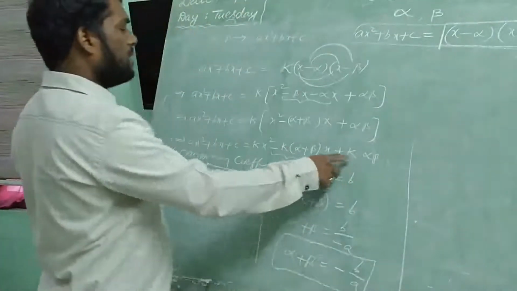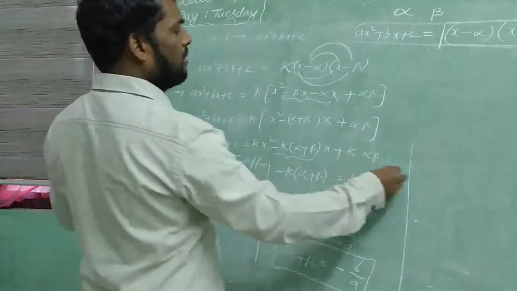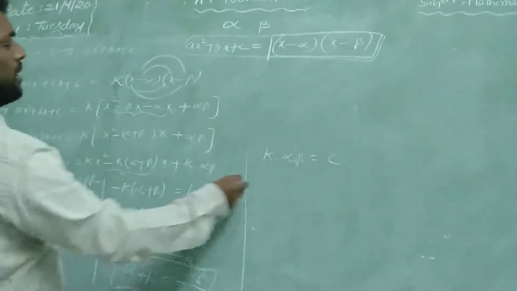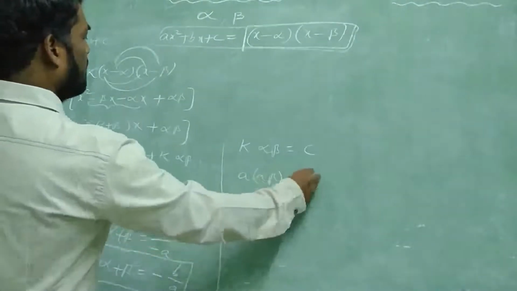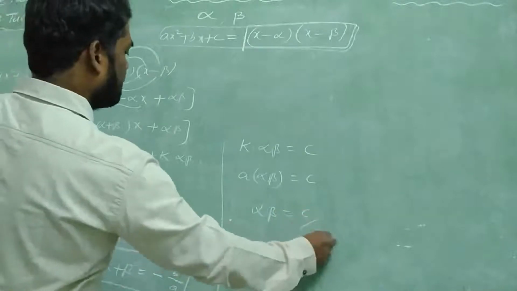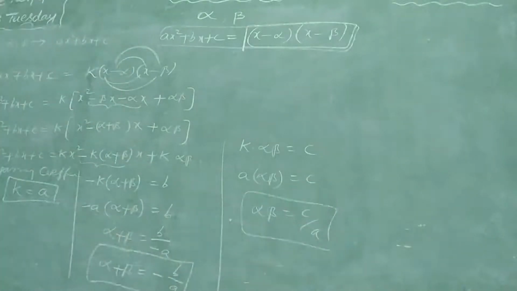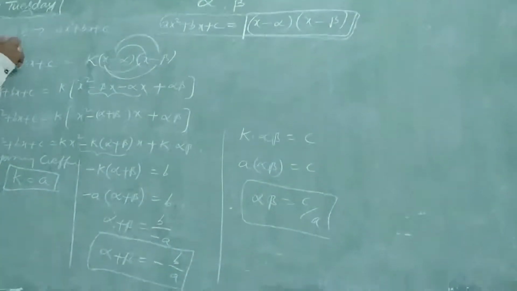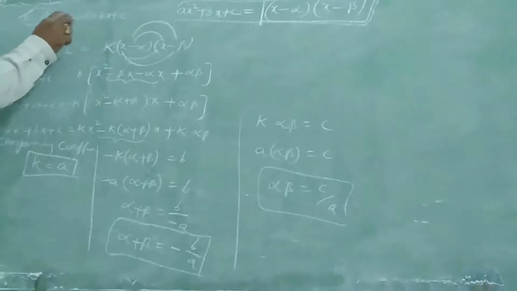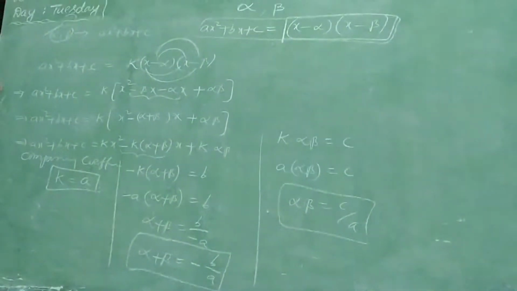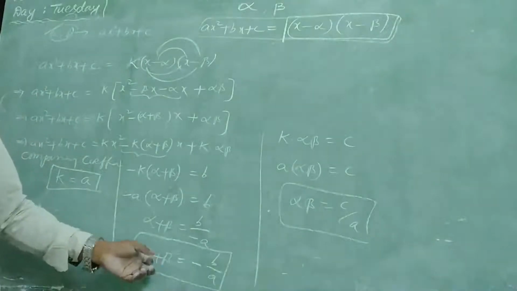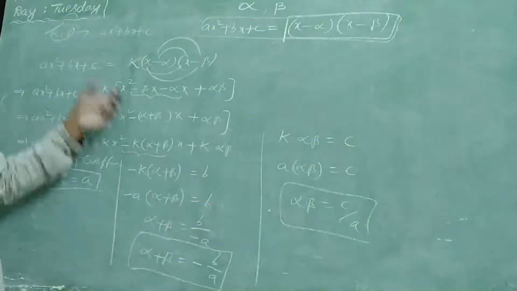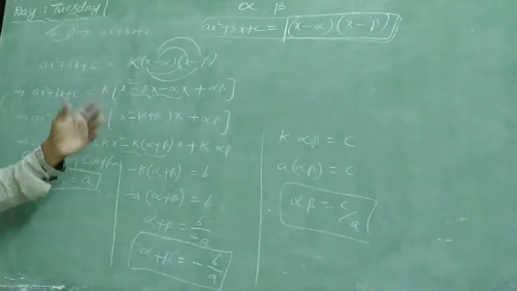And comparing constants now. Here the constant is c. Here the constant is k into alpha beta. So k into alpha beta is equal to c. Already we got the value of k. a into alpha beta is equal to c. Therefore alpha beta is equal to c by a. So what is alpha plus beta, and what is alpha beta? From the beginning, we have taken alpha comma beta as the roots of ax square plus bx plus c. Now alpha plus beta is the sum of the zeros of this quadratic polynomial. Alpha beta is the product of the zeros of this quadratic polynomial.